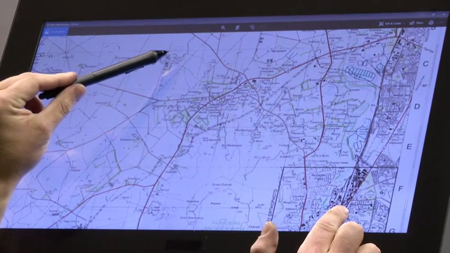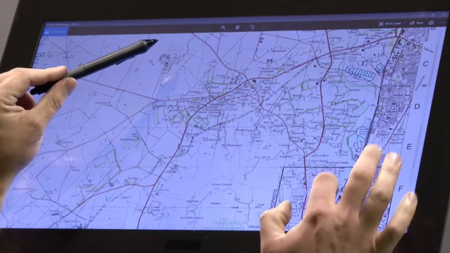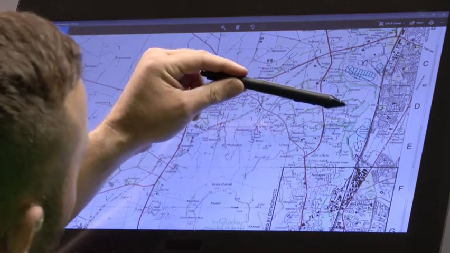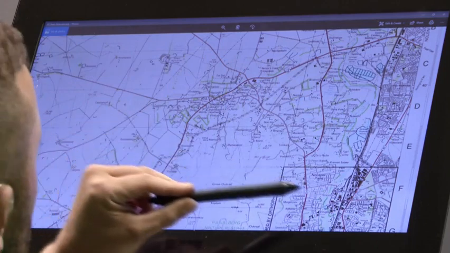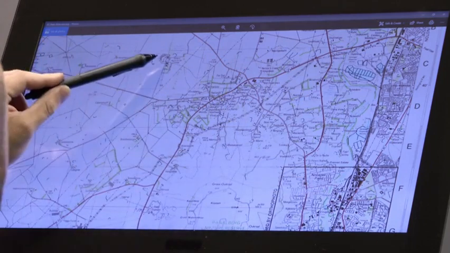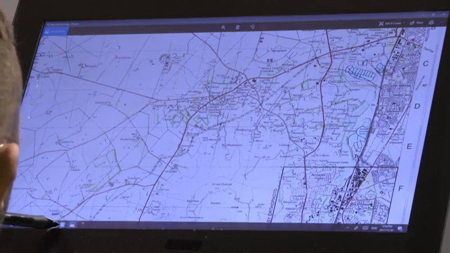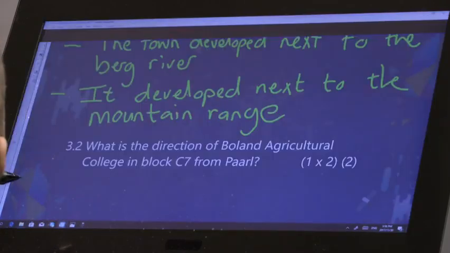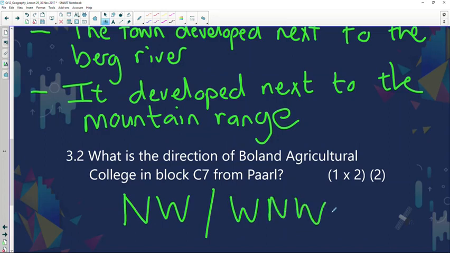What direction do you think the question states? What's the direction of Boland Agricultural College from Paarl? Now Paarl is over there, north will be situated over there, east, south, west. So the direction from Paarl to the Boland College will be northwest. And we will also accept west-northwest.